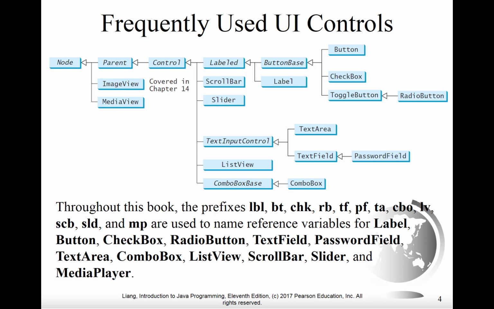Throughout all the examples we'll be looking at, the author has adopted a convention of prefixing his UI controls with appropriate letters to indicate what kind of control they are, and these are shown here. So LBL is reserved for label. You've already seen him use BT for button, CHK is for checkbox, RB is for radio button. You've already seen some examples of him using TF for text field, PF is password field, TA is text area, CBO combo box, LV is list view, SCB scroll bar, SLD is slider, and finally MP is media player. So we'll see a number of these in the examples that we go through in this chapter.